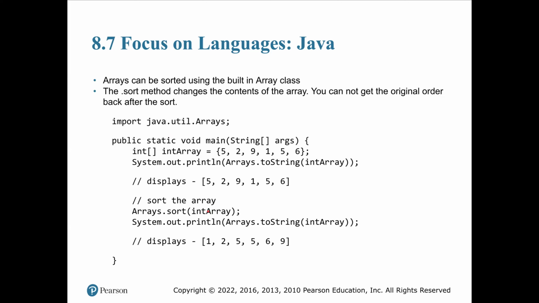This is sorting in place. So this actually takes the array, the int array, and it changes the order of the values in that array, which means that the array has been modified. You cannot get the original value back once you run the sort.